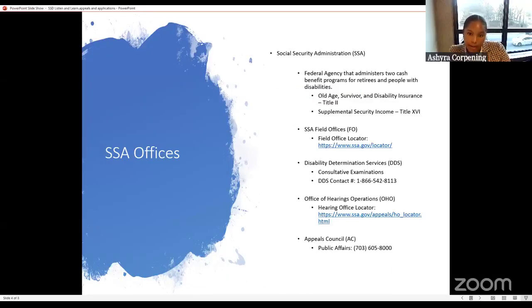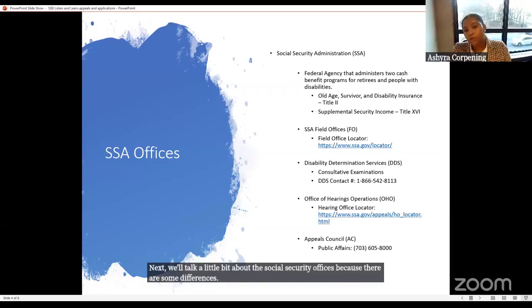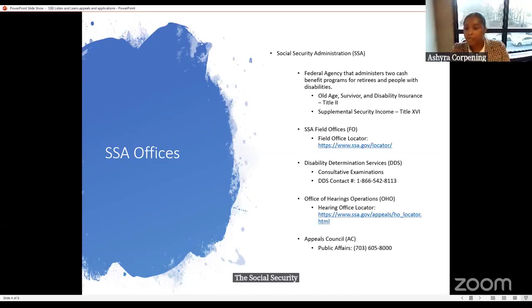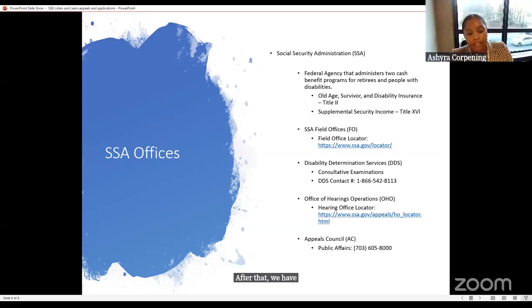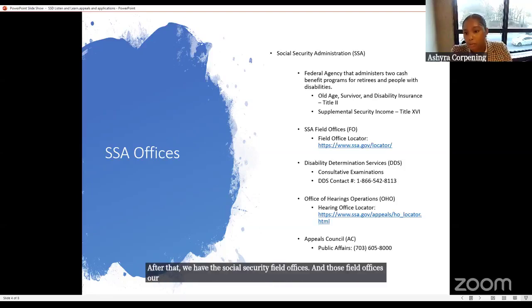Next, we'll talk a little bit about the Social Security offices, because there are some differences. The Social Security Administration is the federal agency. They're the big umbrella who administers the benefits. After that, we have the Social Security field offices, and those field offices are local offices. So most interactions that you have with Social Security will be through those local field offices.